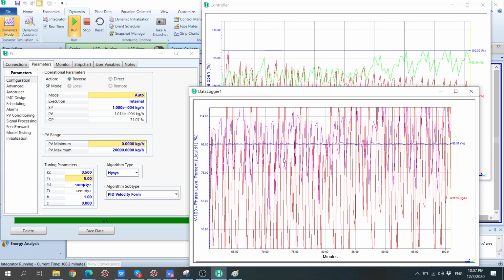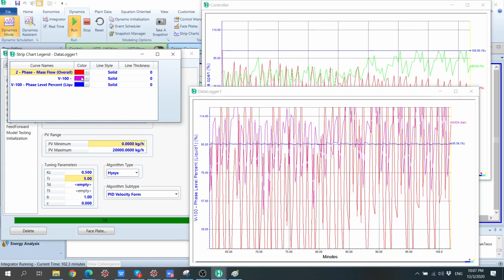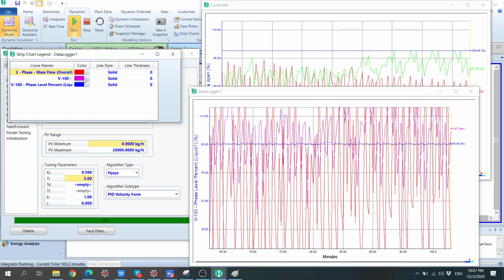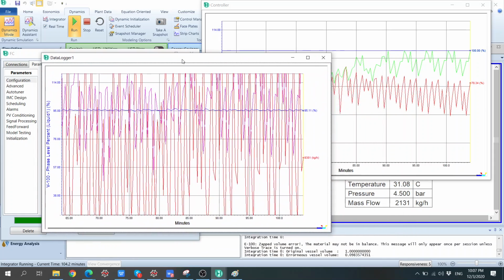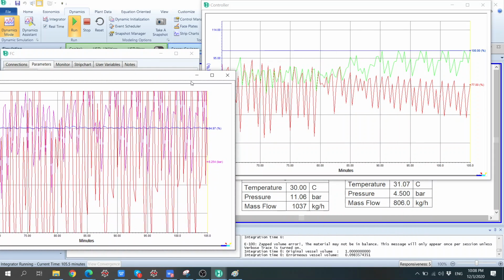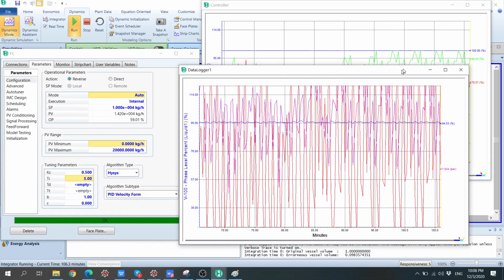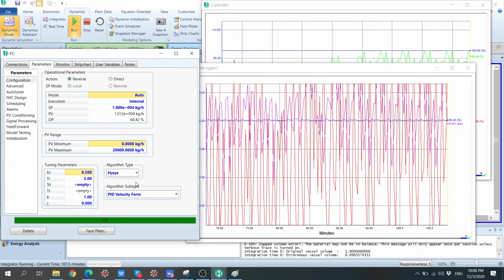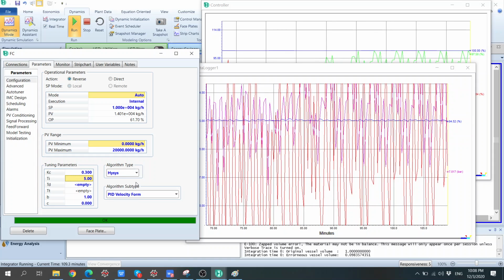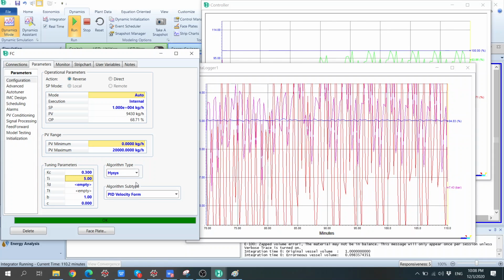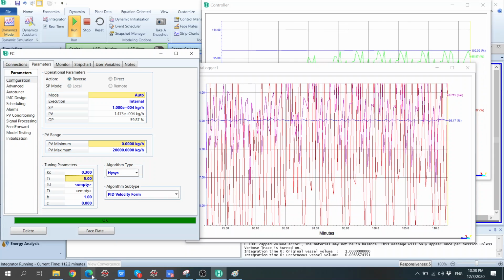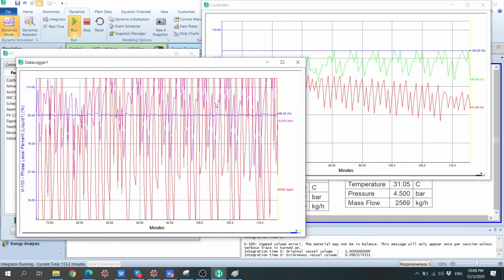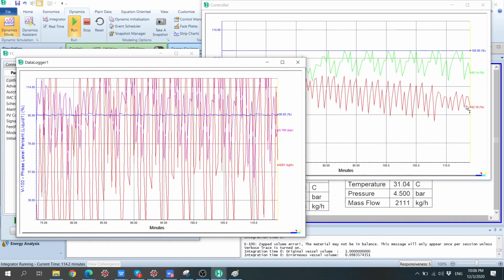This is mass flow, red. Yeah, so the flow rate is okay. So we can make it less aggressive. Are there any questions so far? In the meantime, while waiting for this, we can see the fluctuations reduced a little bit.